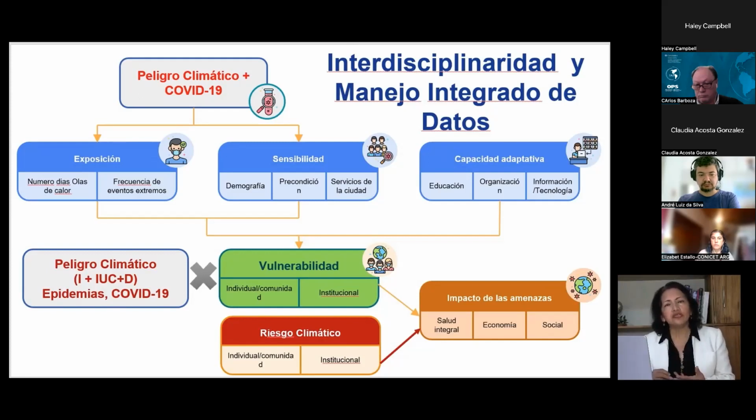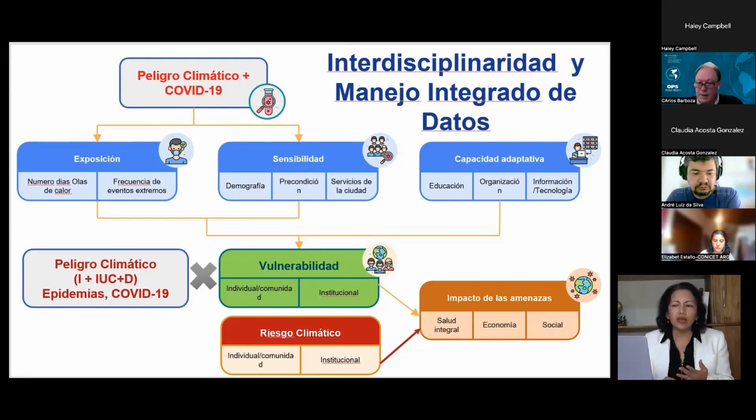And we also consider the services included in the city, for instance, sewage services, drinking water, garbage collection, the types of housing that the city has. The adaptive capacity is more related to education, organization, and access to information and technology issues. This makes up a vulnerability factor.